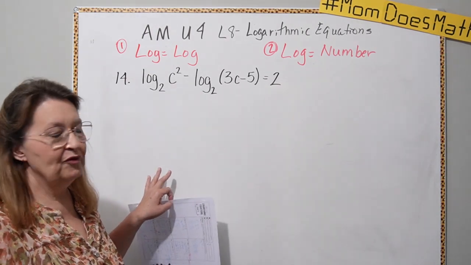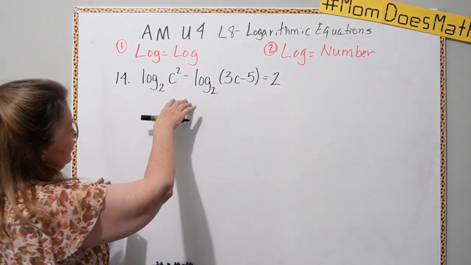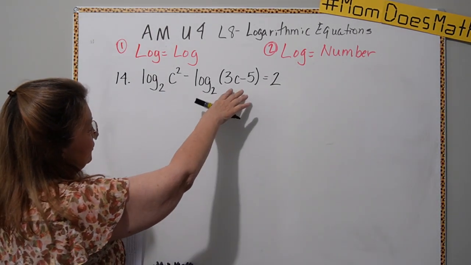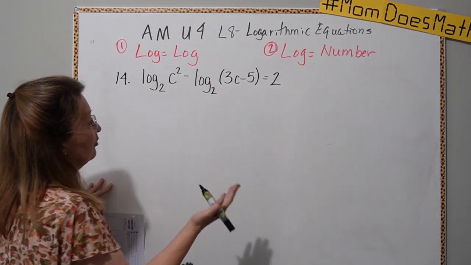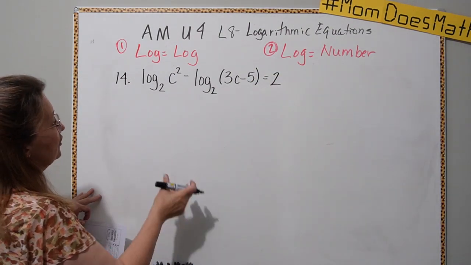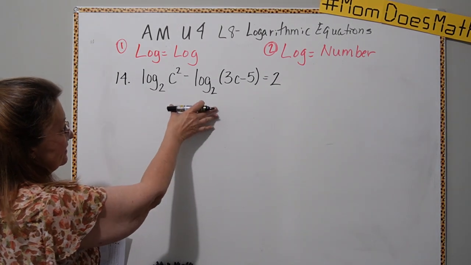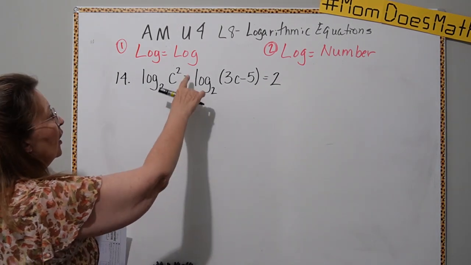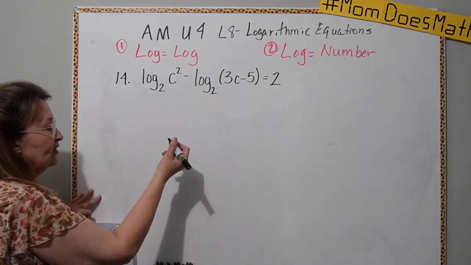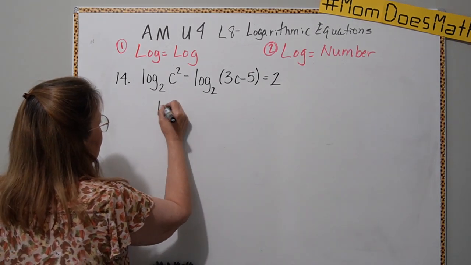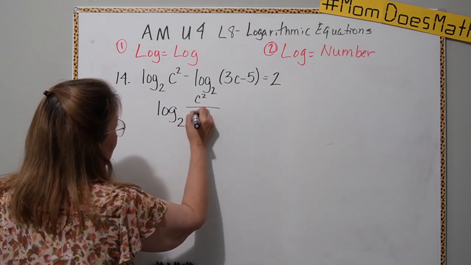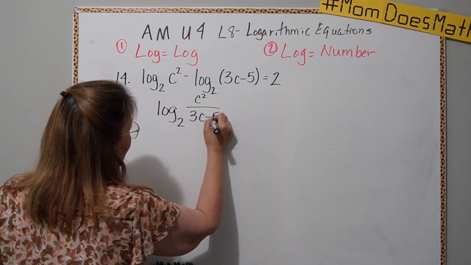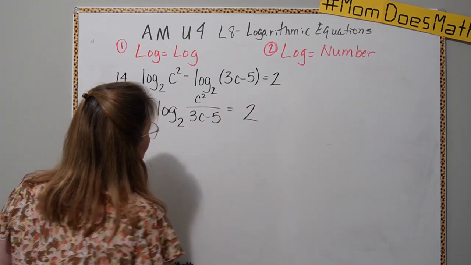Okay guys, last one, number 14. And we have log base 2 of c squared minus log base 2 of 3c minus 5 equals 2. Obviously it's a log to number type problem. So the first thing we want to do is condense or combine these two. All right, they are subtractions, so that's going to be your quotient property. So we have log base 2 of c squared over 3c minus 5 equals 2.